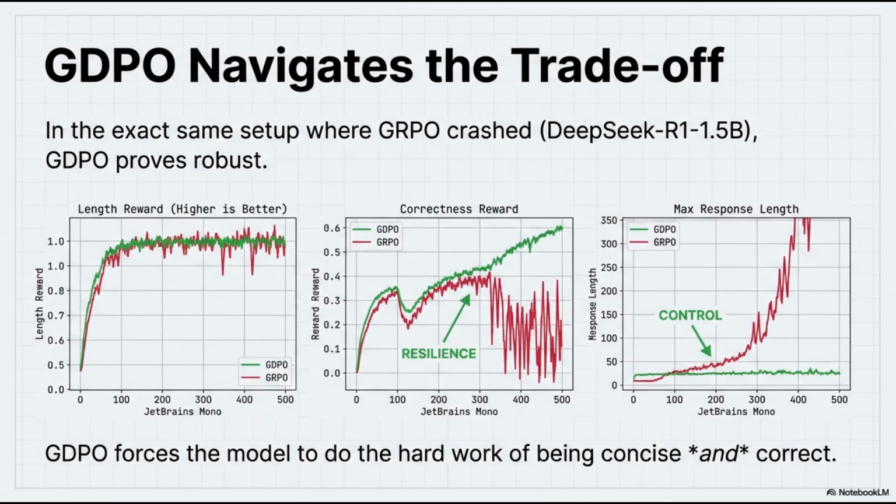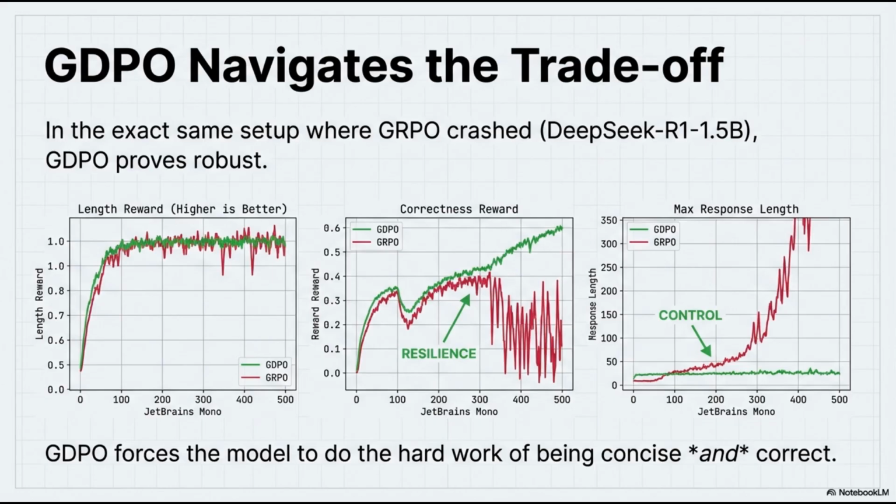Graph 1, length reward. Both methods shown now. Green is GDPO, red is GRPO. Both achieve high-length compliance early on, but look at the difference in stability. GRPO in red is noisy, erratic, jumping around. GDPO in green stays rock solid at the top, consistent, controlled.